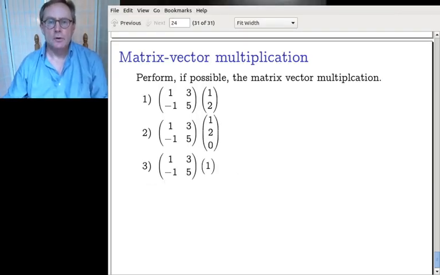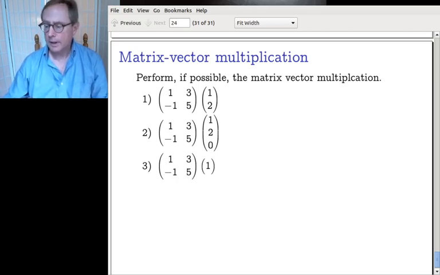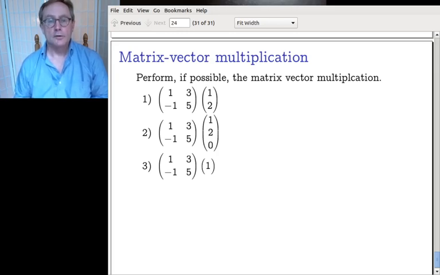Lot to do today, so we want to move quickly. And in particular, I have a check-in that's not very complicated. It's just asking a person to do the matrix vector multiplication operation in 3 cases. That's all. So just to move on here to the paper.